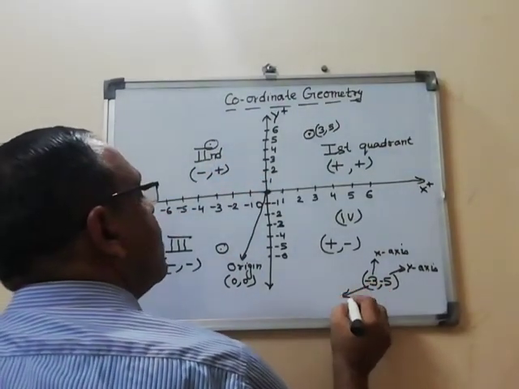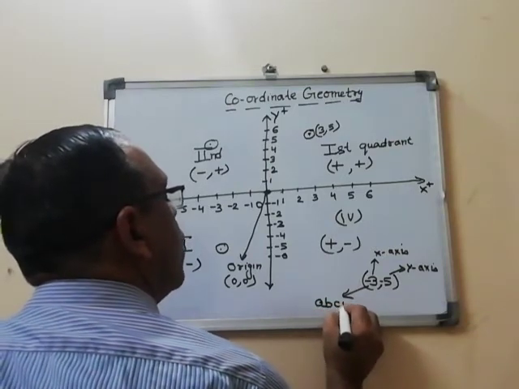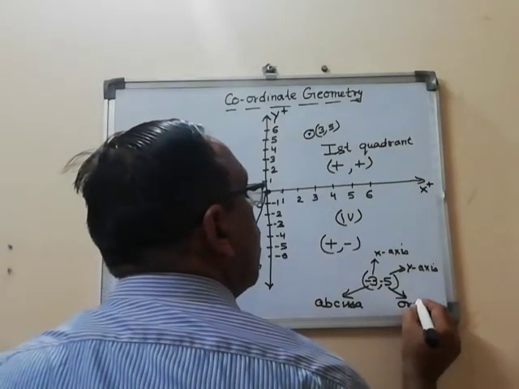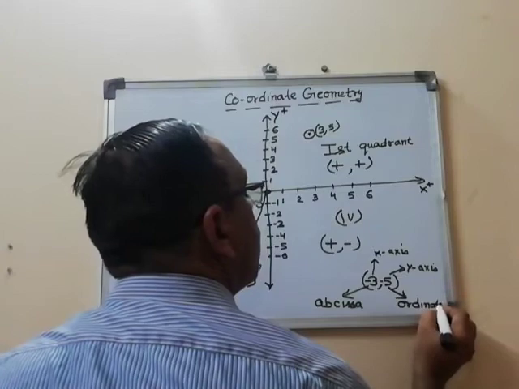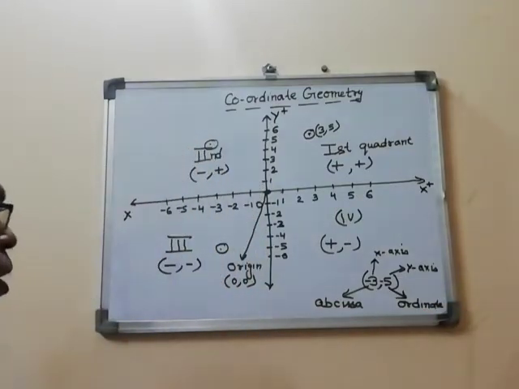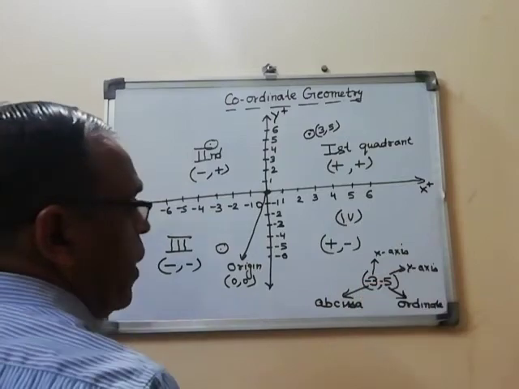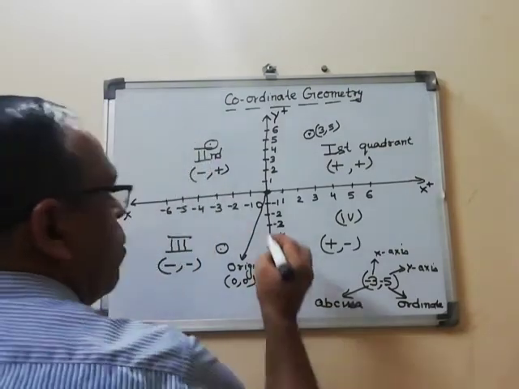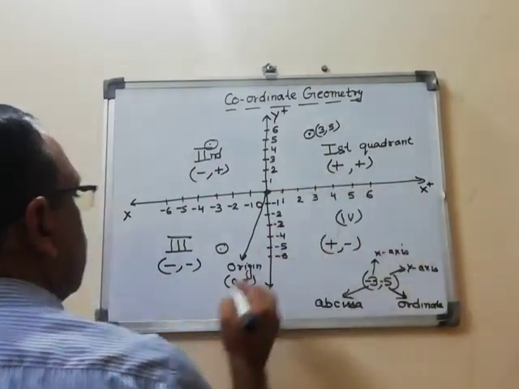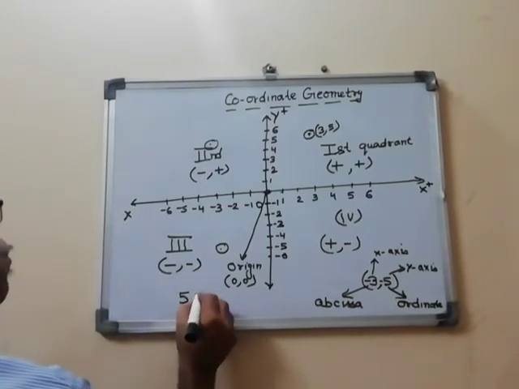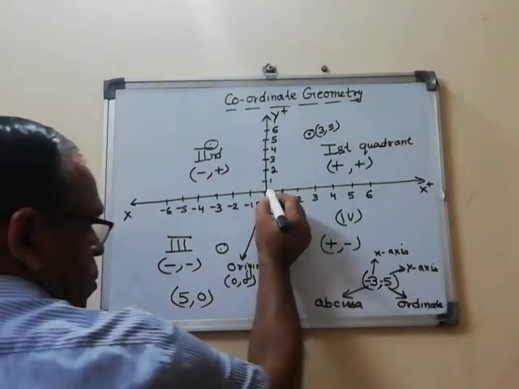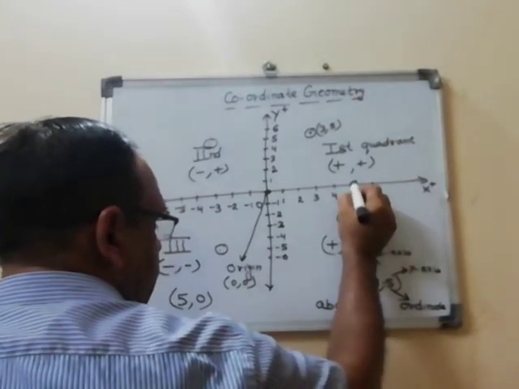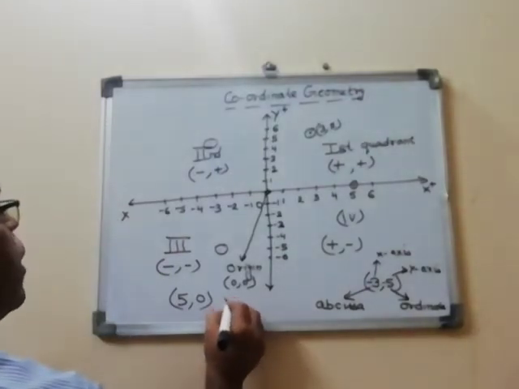Value of x-axis is also called abscissa. Value of y-axis is also called ordinate. Okay, and in which quadrant the point lies, you will do in exercise 3.1 and 3.2. But in case, suppose the point is 5 and 0, 5 then 0, that means the point is here, that means this point lies on the x-axis.